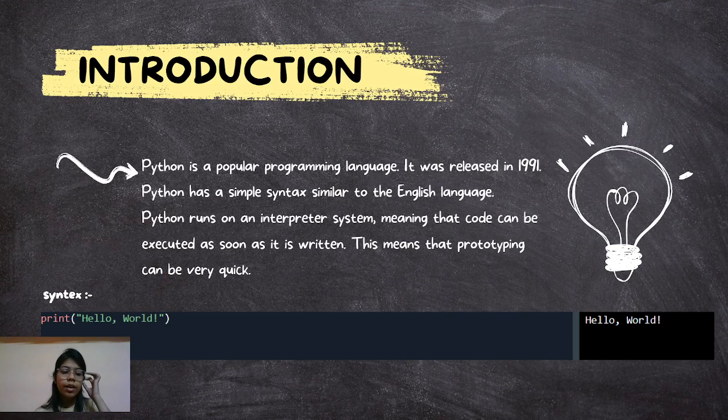In the syntax, I have written, as you can see, a print function which says hello world in the double quotes, and on the right-hand side you can see the black screen which also says hello world. You can also call this screen a console screen or the output screen. So in Python, for anything to be printed on the console or the output screen, we use the print function.